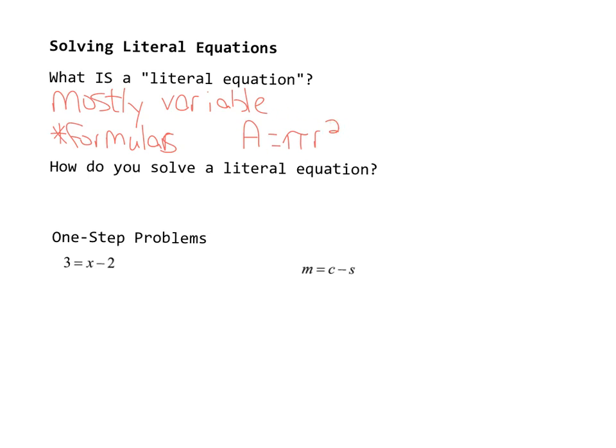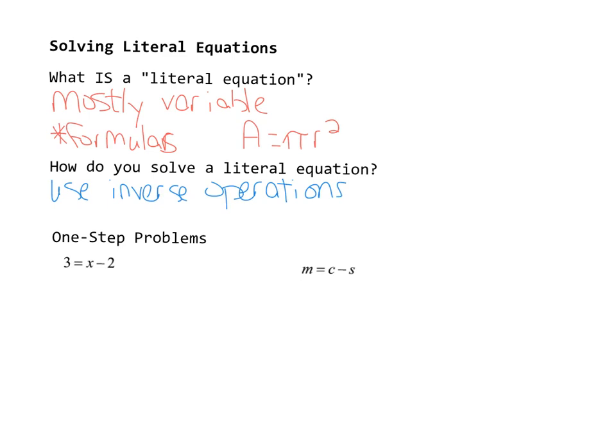So how do we solve a literal equation? Well, just like you solve regular equations, you use inverse operations. It's just going to look a little weird. You're still going to be using inverse operations. If something is added, you're going to subtract. If it's multiplied, you're going to divide. It's just going to look strange. So we're going to use what we know about regular equations on these literal equations, and hopefully the more practice you get, the more sense it will make.